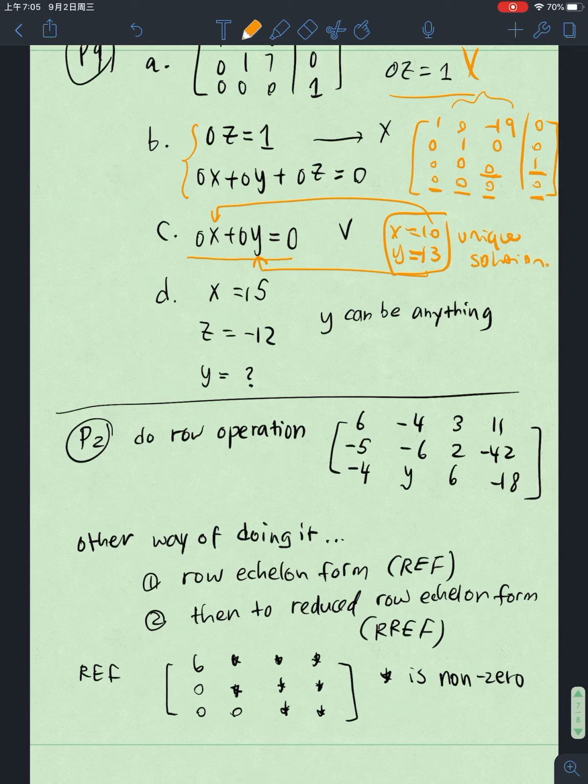And last one, they only have 2 rows. I read it here. So 1, 0, 0, 0, 0, 1, then 15, negative 12. And we write it as x equals 15, z equals negative 12, and y equals question mark because we don't know. So here y can be anything. So it can literally be like anything. So it will have infinite solutions.